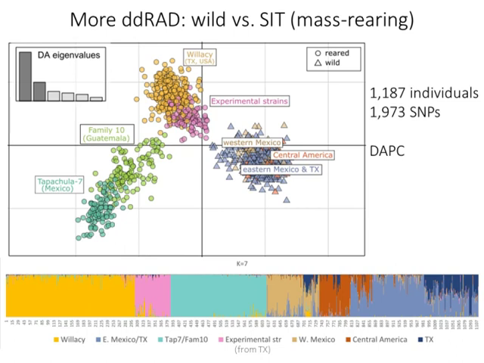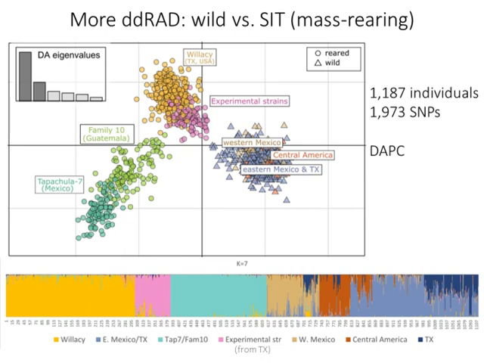The biggest ddRAD data set that we have now is about 1,200 individuals, and we again end up with about 2,000 SNPs in this data set. Through either ordination-based or structure-based analyses, we can find similar population structure in the wild. We can at least find clusters corresponding to Western Mexico, Eastern Mexico, and Central America. And then we find nice clean clusters of the three mass rearing strains, Tapachula-7, Family 10, and Willacy. You can see in some analyses a little bit of intergradation or mixing between those clusters, but overall we can generally separate them pretty effectively with a few thousand SNPs.